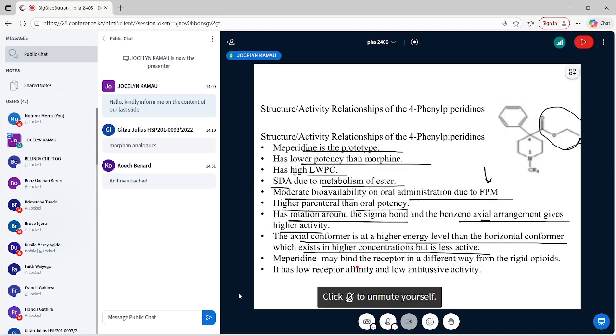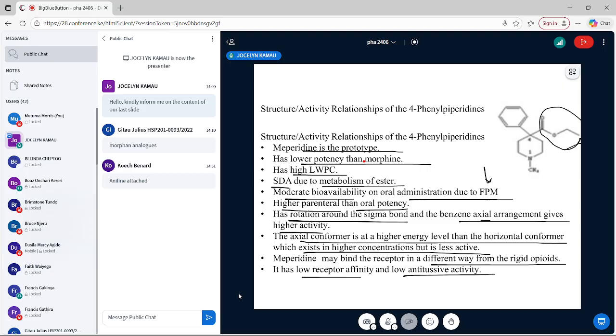Therefore, it is even thought that meperidine may bind the receptor in a slightly different way from the rigid opiates, because you can see that although in the others we have rigidity, in morphine, in meperidine, in the 4-phenyl piperidines, we are advocating for flexibility, for that compound to be flexible, to rotate, to give us a specific conformer which has the best activity. And that is why it is thought that the 4-phenyl piperidine, meperidine, might bind the receptor differently. It has low receptor affinity and low antitussive activity. So that's why we are saying it has much lesser activity.